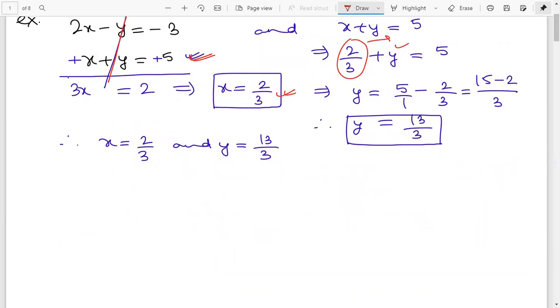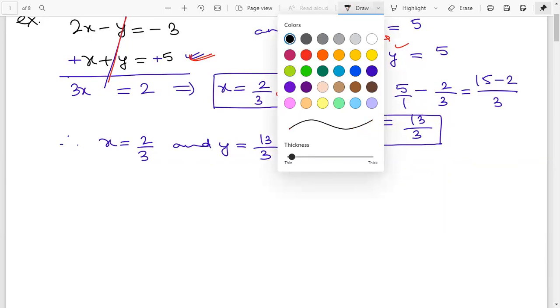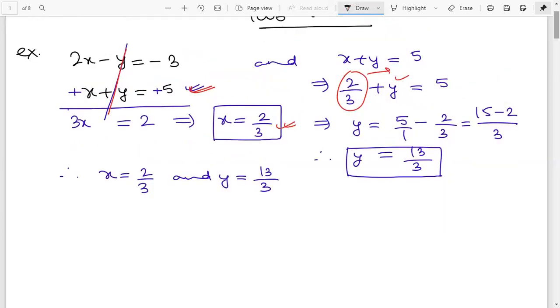Right. See, one more case we'll see, one more easy case. That will be a task for all of you. Suppose we have a simple equation, x plus y equal to 2 and x minus y equal to 4.